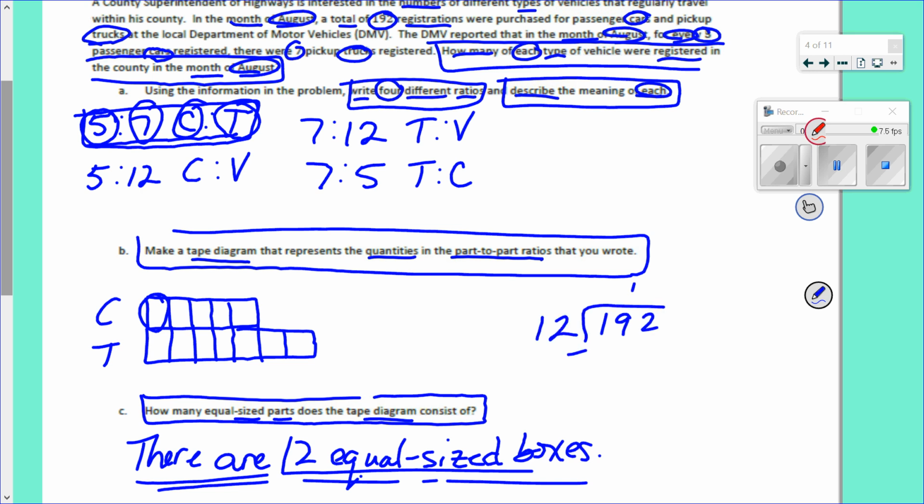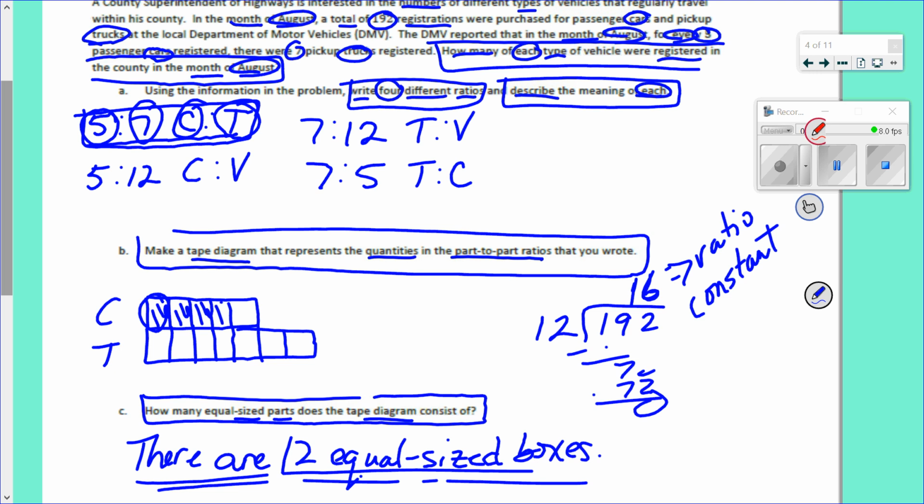So that gets me a 1, gets me 6. So that gives me a ratio constant of 16. That's my ratio constant. So now that I found my ratio constant, what do I do with it? Hey John, did you do that math that fast? 12, 192. Put it in every box, right? Yeah. Now that I found my ratio constant, I can put it inside every box.